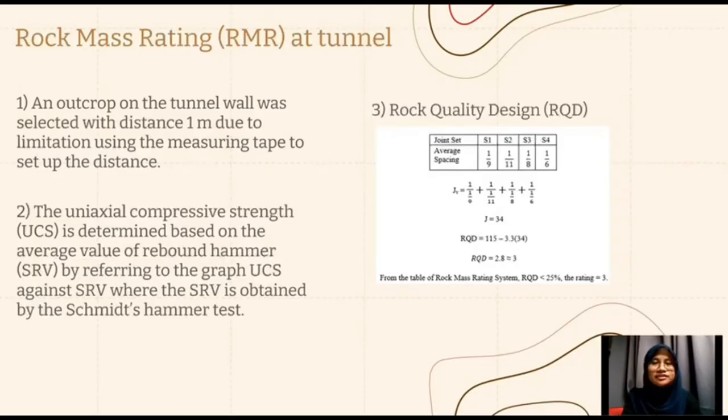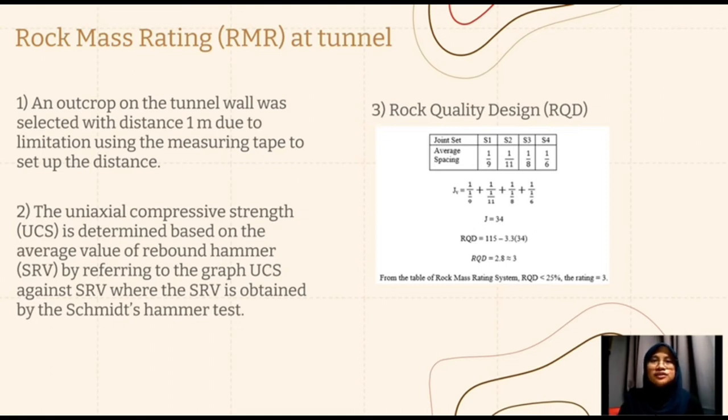Thank you. This is the result for the rock mass rating, RMR, at the tunnel. The RMR test was carried out by the windowing method, and a group on the tunnel wall was selected with a distance of 1 meter due to the limitation of using the measuring tape to set up the distance.